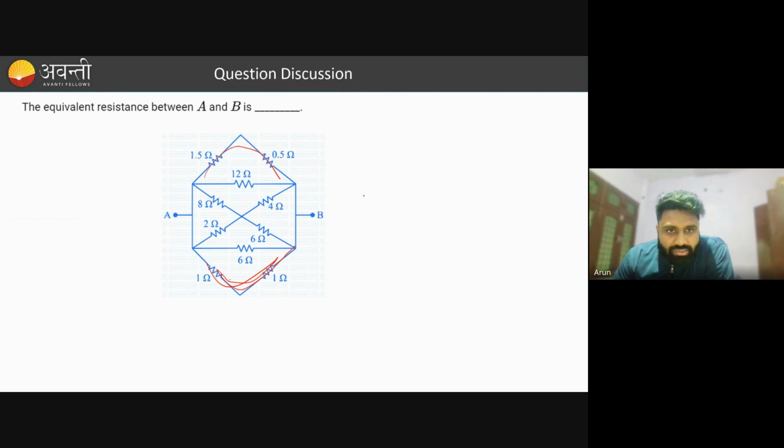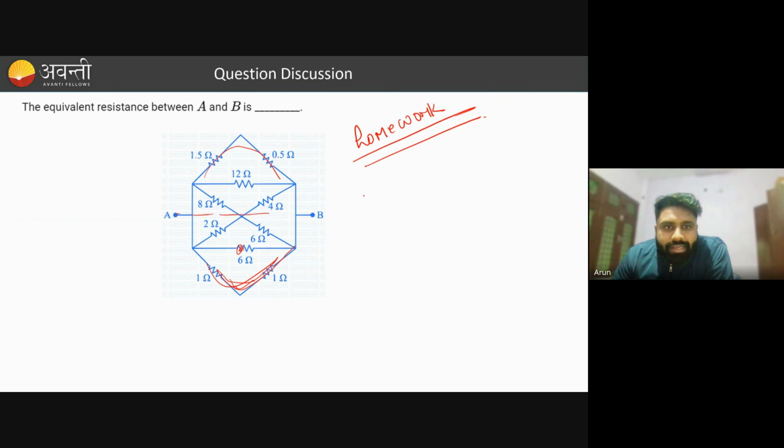Then these two and this one are in parallel combination. So it is for you, it is for homework. So try to solve this. All the concepts that are needed to solve this question I have discussed with you.